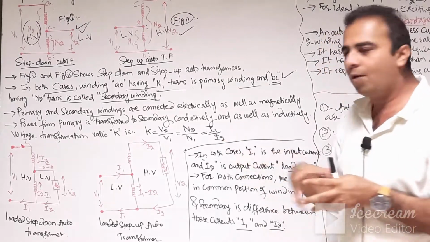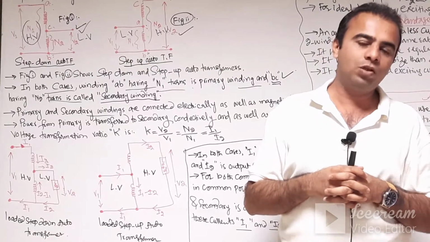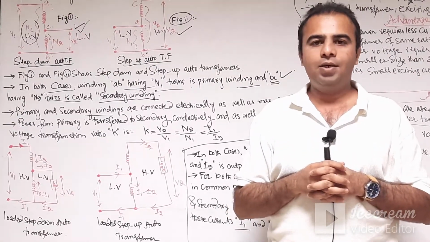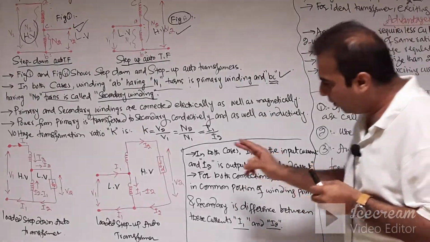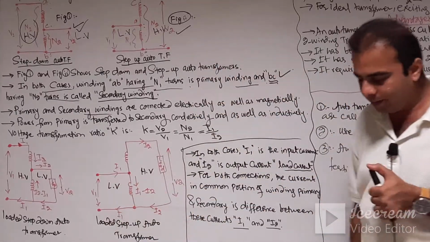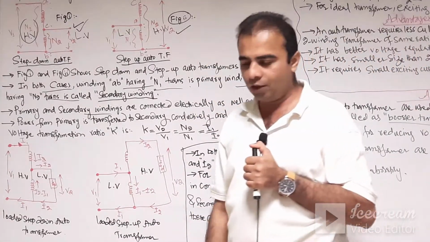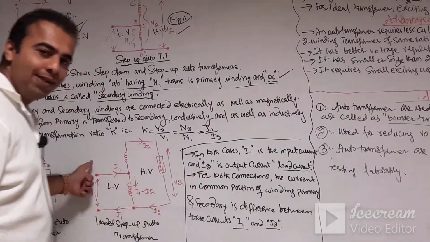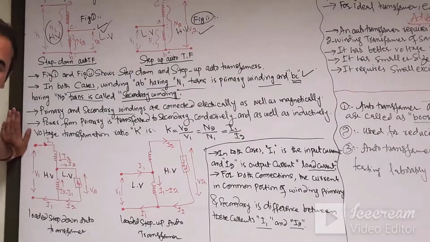And what about the current? The current is inversely proportional to the voltage. So, this shows the transformer is non-linear in behavior. Now, see these diagrams. This was the unloaded condition of the auto transformer. And both of these cases are the loaded auto transformer cases.